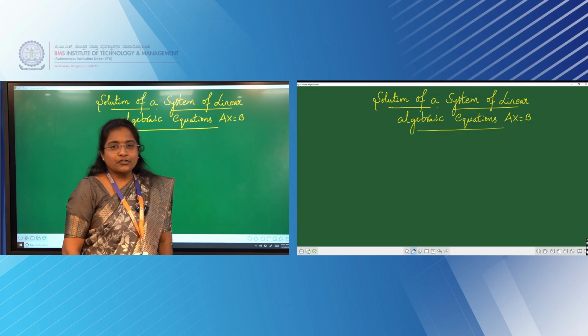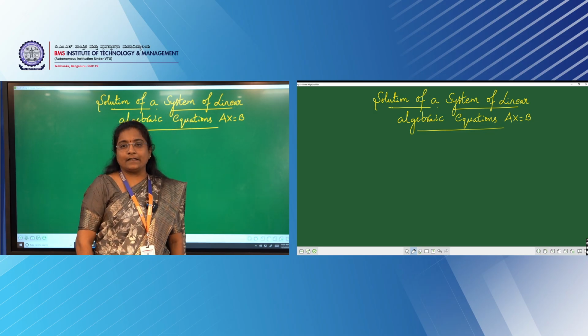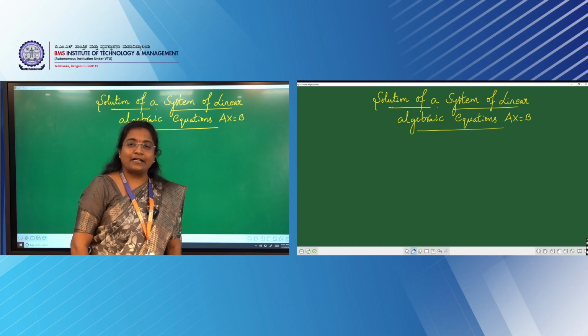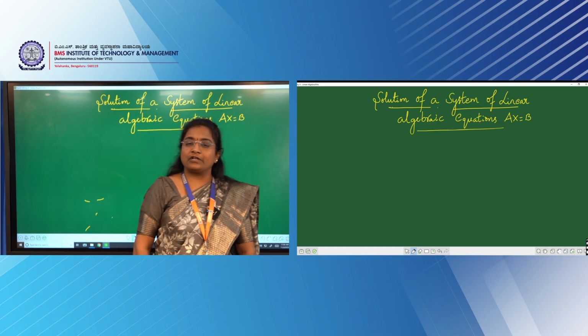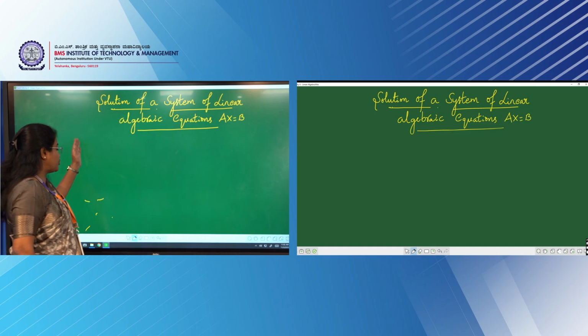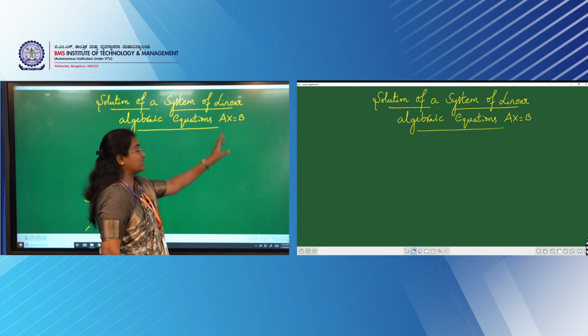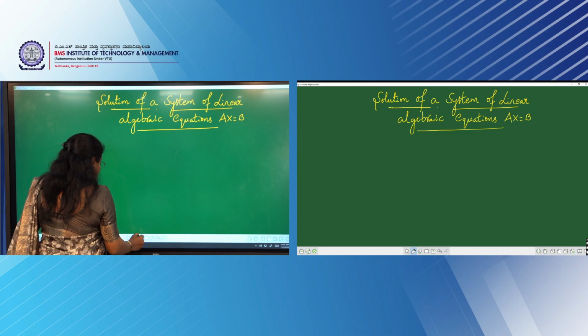Hi all. So in the previous class, we know how to check the consistency, inconsistency, and how to get the solution when it is consistent and no solution when it is inconsistent. So today, the new topic, solution of a system of linear algebraic equation in the form Ax is equal to B. There are two methods.